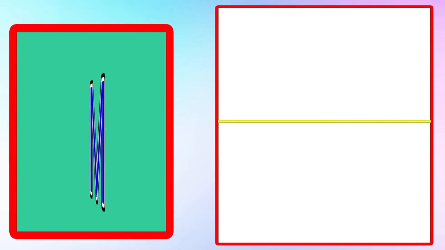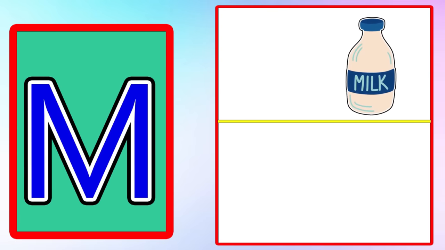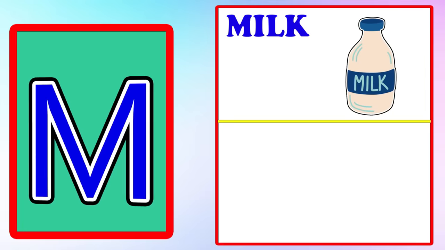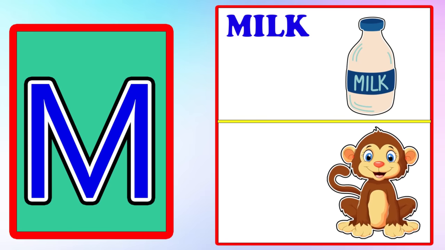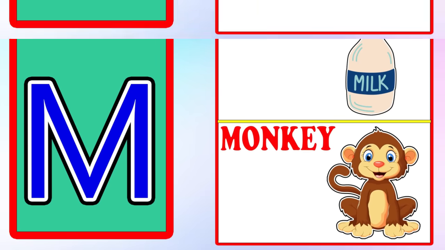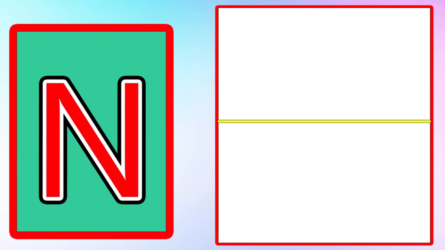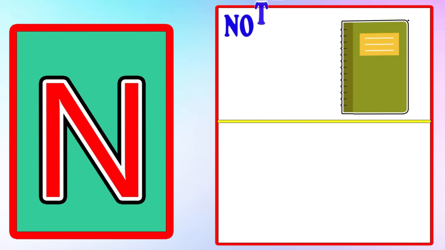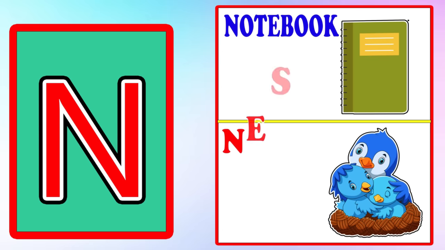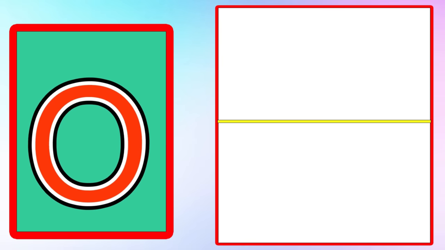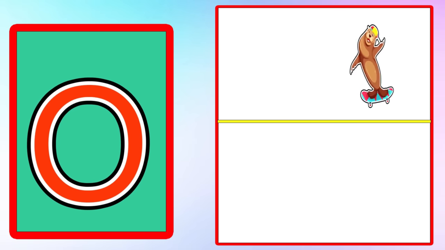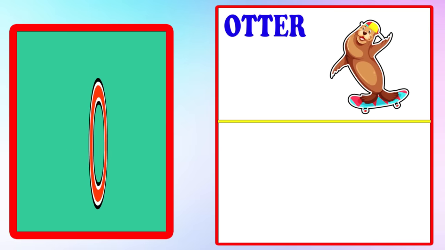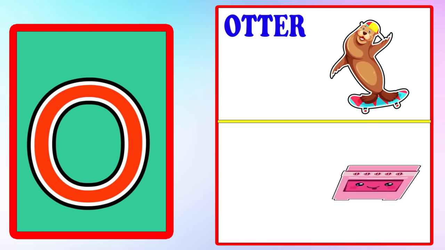M. M for milk. M for monkey. N. N for notebook. N for nest. O. O for otter. O for oven.